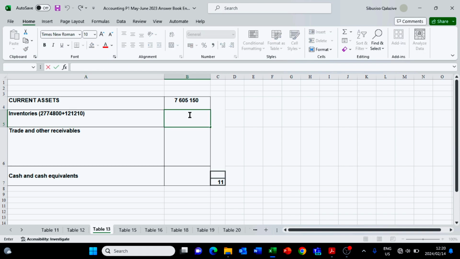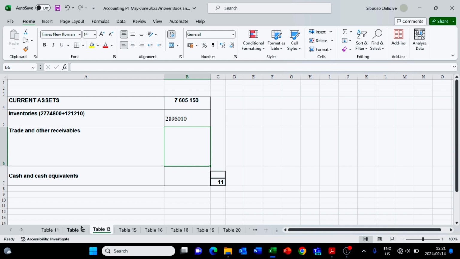So our final answer is going to be 2,774,800 plus 121,210, which is then going to give us 2,896,010 rands.